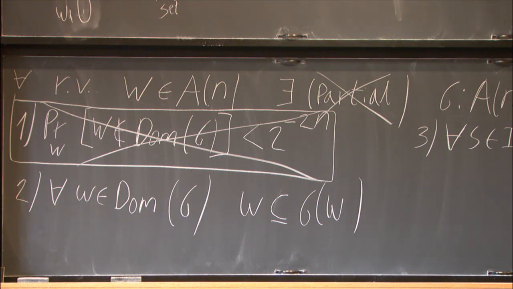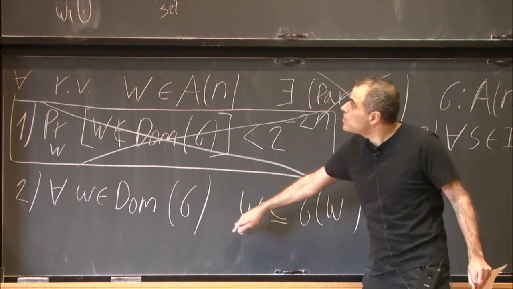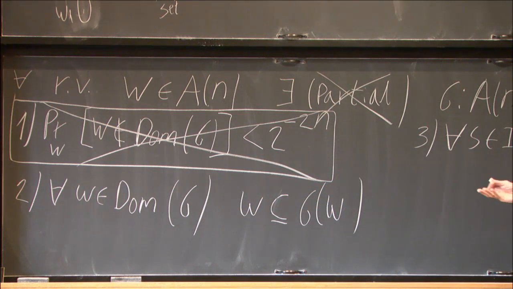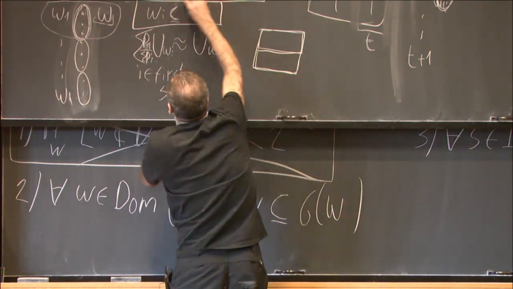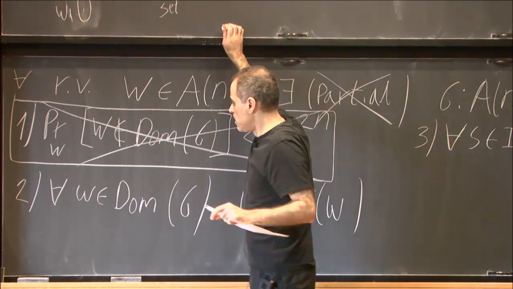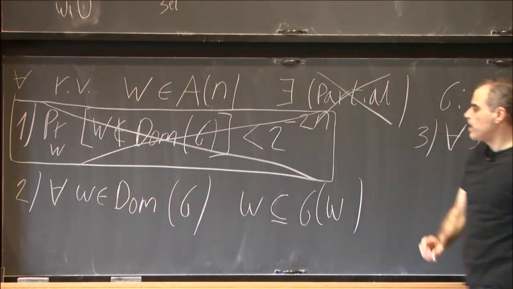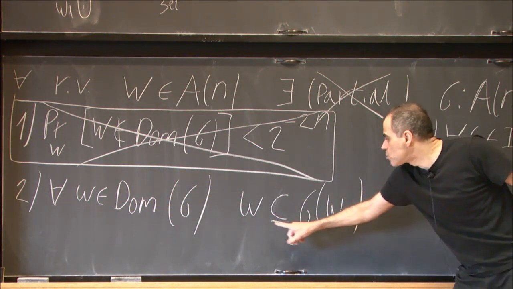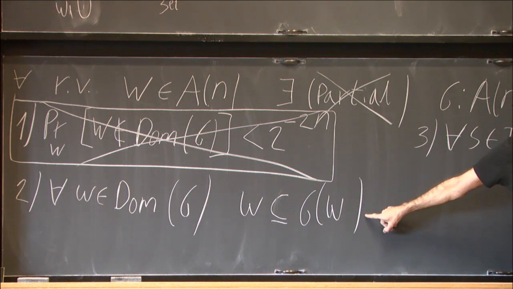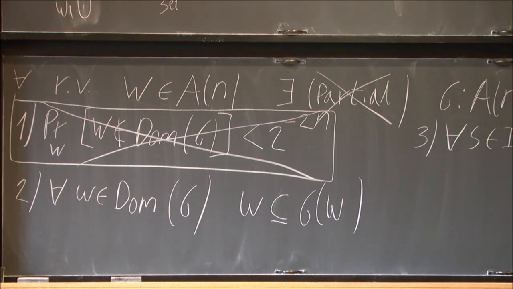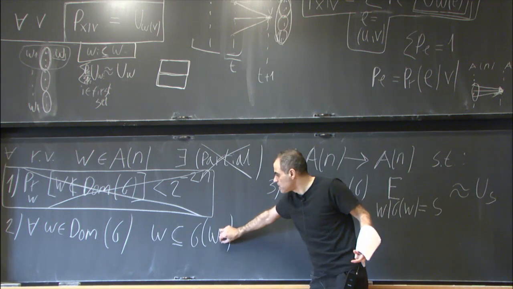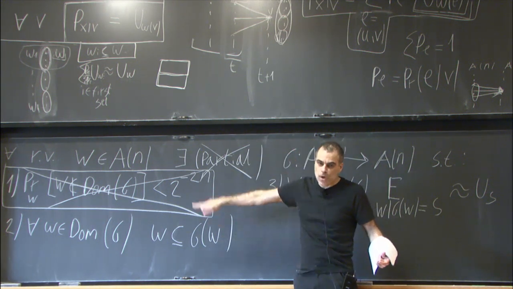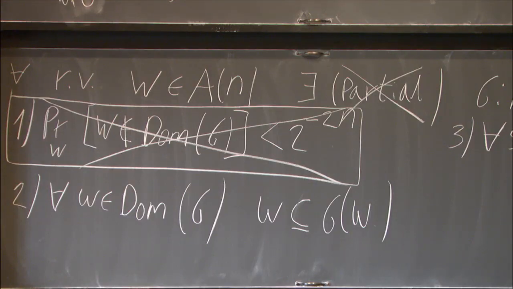The second condition is one of the conditions that we required from our regrouping. For any W in the domain of sigma, W is contained in sigma of W. We are going to replace W by the representative of the group, so it had better be contained. This is a very important requirement that we need to be satisfied.